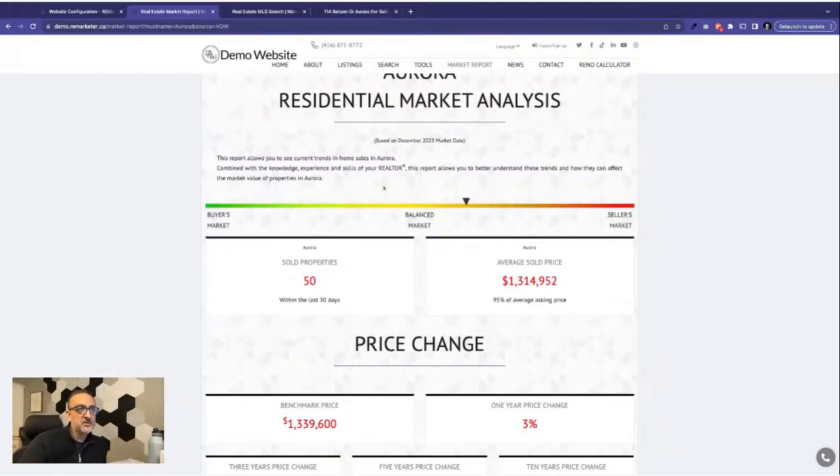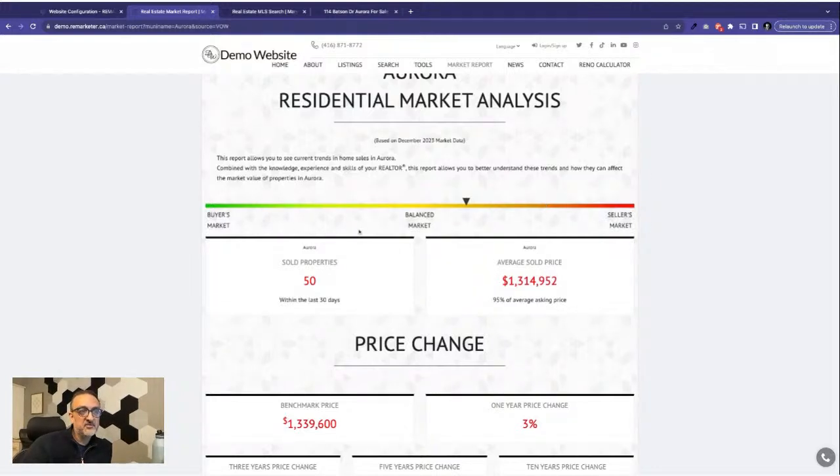This is where we are right now. If you're less than that, you would be in the buyer's market area. And if you're more than 60%, you'd be in the seller's market area. So the more sales we make versus the new listings coming onto the market, the more we would be in the seller's market portion of this bar right here.